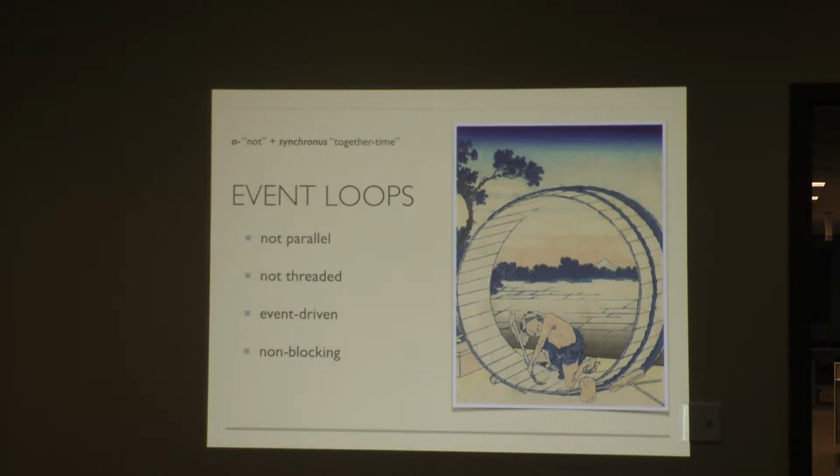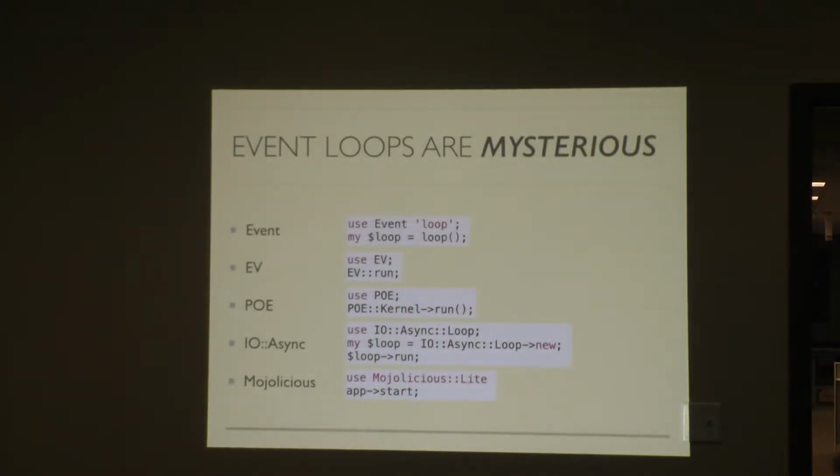So what are event loops? They're kind of mysterious. Here are 5 event loops that I've played with over the years. There's the venerable event loop, and that is how you access it. You load it, and then you say loop, and you don't know what happens after that. There's EV, which is very high performance, based on libev. You've got POE, good old POE. IO::Async, which is a newer one, very nice. And then at the bottom is Mojolicious.